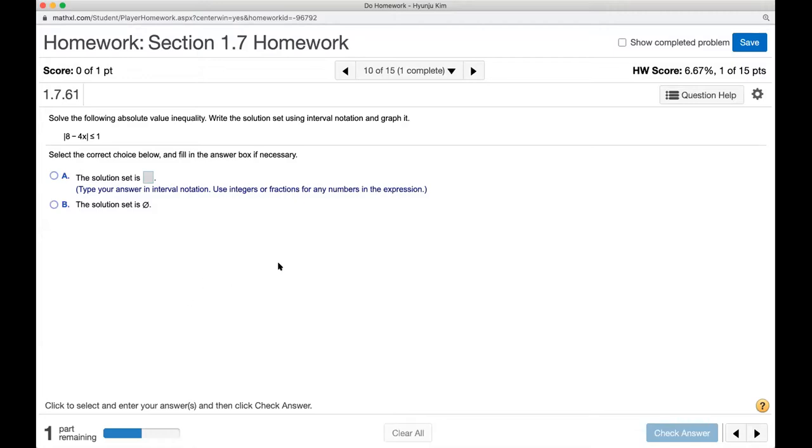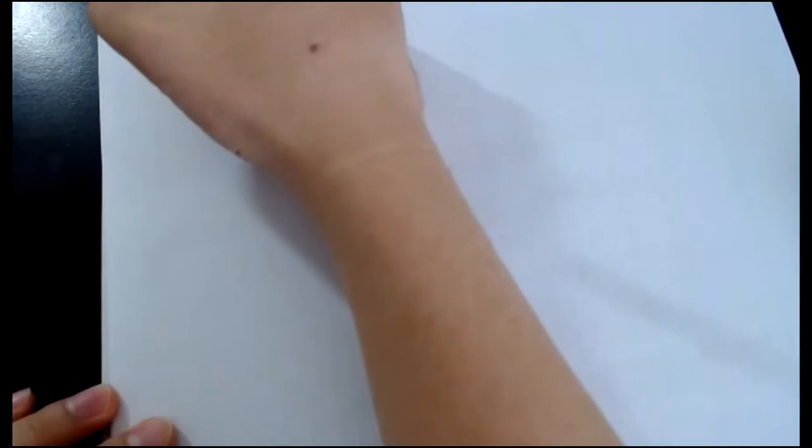Now problem number 10. It says solve the following absolute value inequality, and write the solution set using interval notation and graph. So this is the last objective of this section. We want to study how to solve linear inequalities involving absolute value. So think about this.